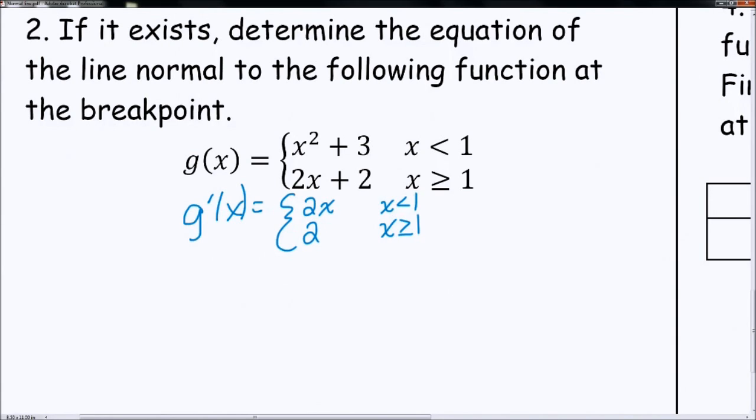And so we want to find where at the break point. What they mean by break point is this 1 right here. This is where my function is changing from one side of the piecewise function to the other side of the piecewise function.